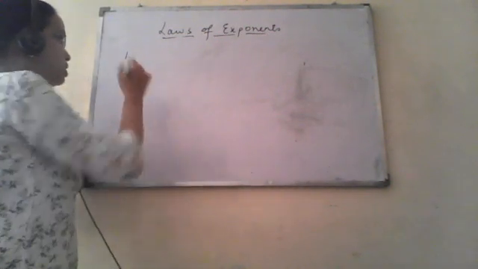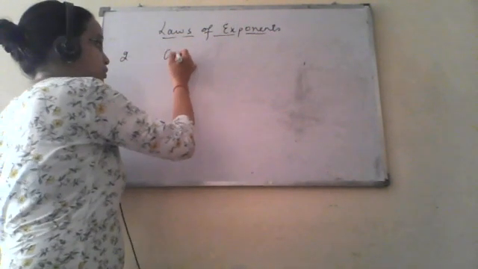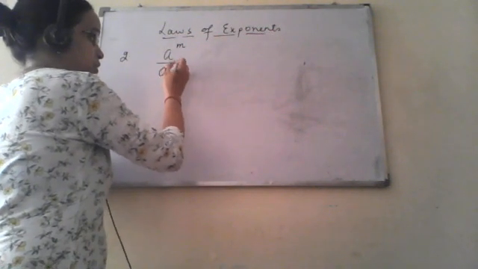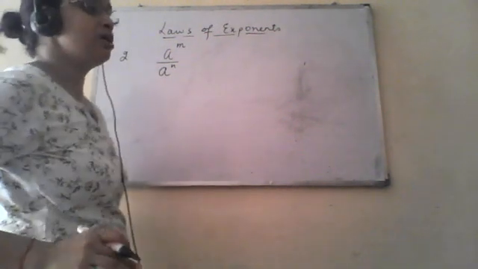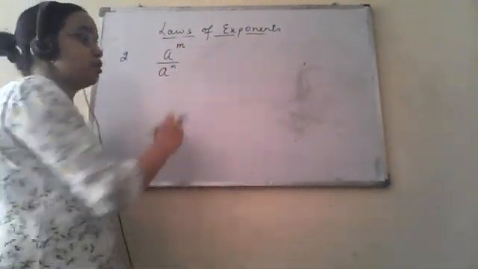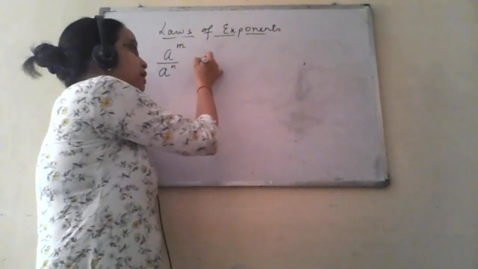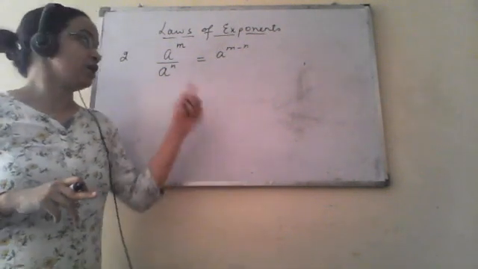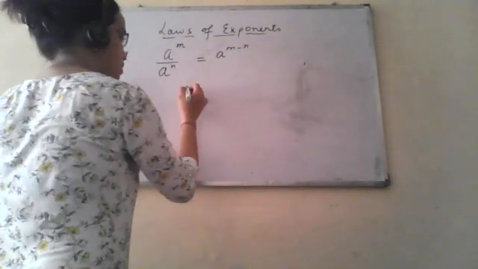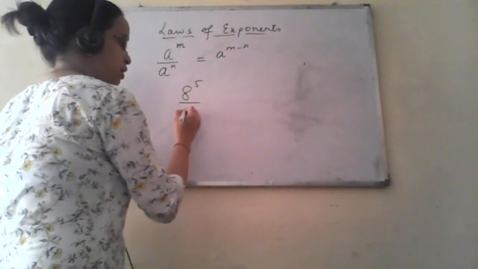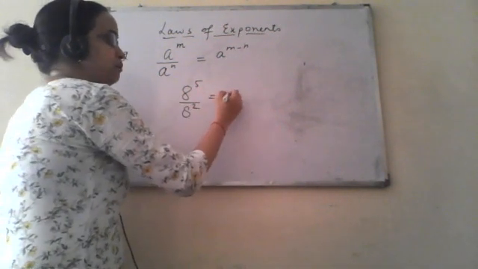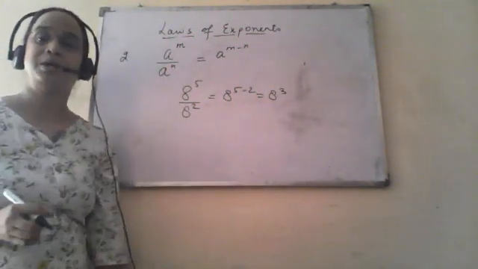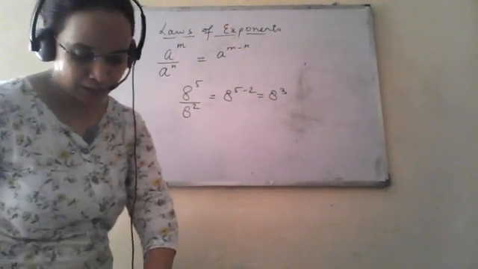Now, the second law is, if there are two numbers in division. Earlier it was a case of multiplication, now it is a case of division. There are a to the power m divided by a to the power n. Their powers will get subtracted. In multiplication it was addition; in division, it is subtraction. Now an example: 8 to the power 5 divided by 8 to the power 2. It will become 8 to the power 5 minus 2, that is 8 to the power 3. Their bases have to be the same. So this thing has to be kept in mind.